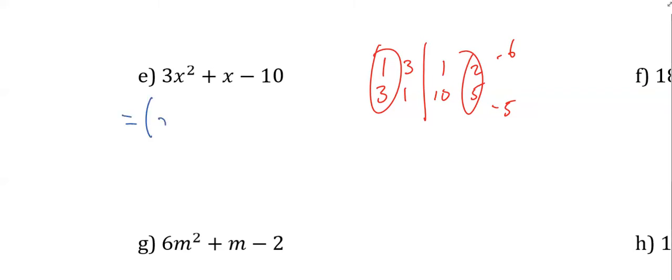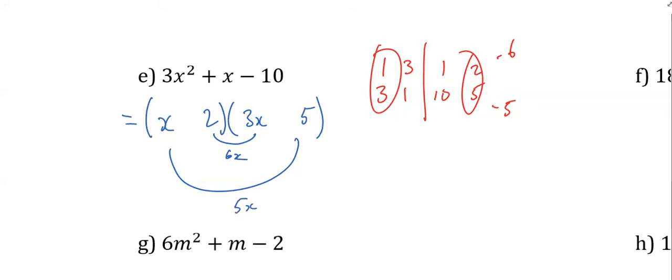Okay, so I've got x and 2 and 3x and 5. So this is giving me 6x, and this is giving me 5x. So I want it to be 6x minus 5x. So my negative sign should go there. Any questions?